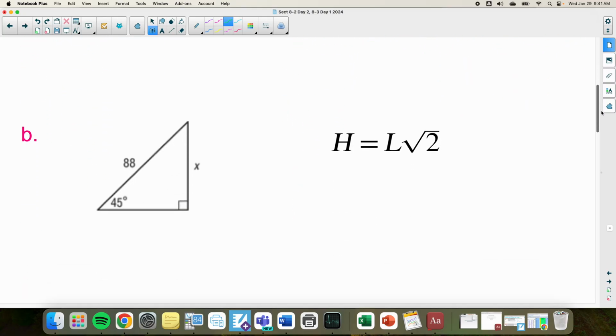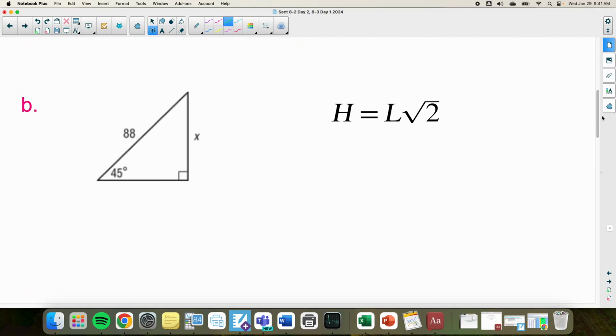Now let's look at this one. So we have a 90-degree angle here, 45 and 45. Okay. So again, the angles would be equal. That makes these two sides equal. These are your legs, and that's your hypotenuse. Everybody understand that part? Okay.